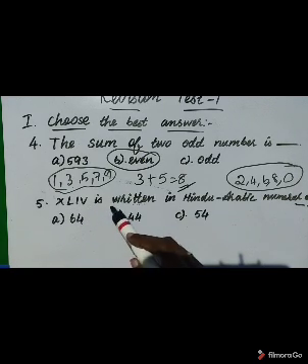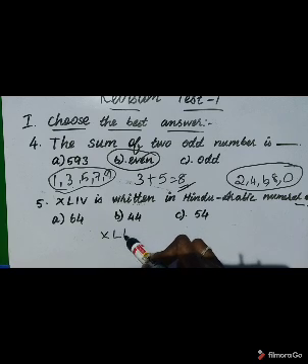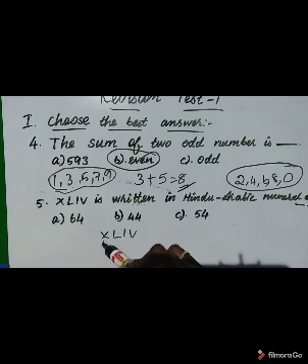So if the smaller numeral comes on the left side of the bigger numeral, what do you have to do? Minus. If it is on the left side, you have to minus. So 50 minus 10. If you minus, you will get 40. So XL is 40.